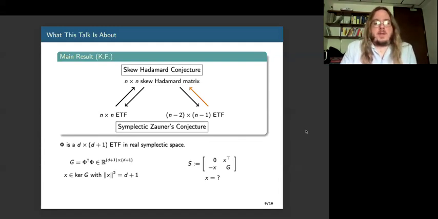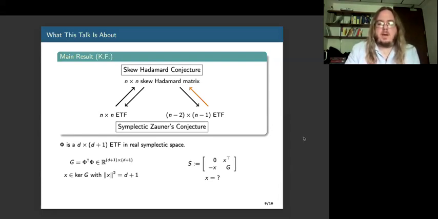I'm going to let G be the gram matrix, the symplectic gram matrix of this phi. And then I want to build this matrix over here on the right. And this S is what I hope is a skew conference matrix. So I'm going to insist that SS transpose is a positive multiple of the identity. What needs to happen is this X that's around this G has to be in the kernel of G. This is fine because G has a non-trivial kernel. And I want to scale this X to have norm squared d plus 1. By norm squared, I mean X transpose X. Remember, I am in a symplectic space, so maybe that's a little confusing. So X transpose X is equal to d plus 1.